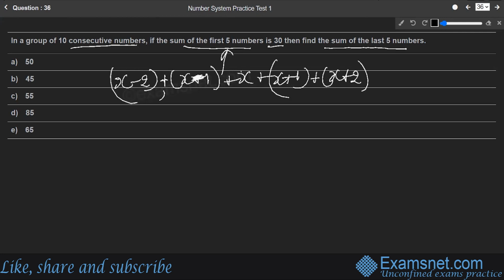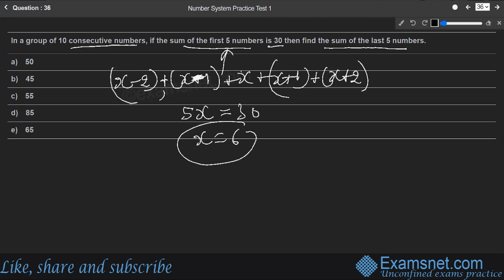So there is the advantage of taking negative numbers. The numbers get reduced. If you add them together, you are left with 5x is equal to 30, which gives us the x value as 6. As I have got the x value as 6, now I can easily find out the sum of the last 5 numbers.